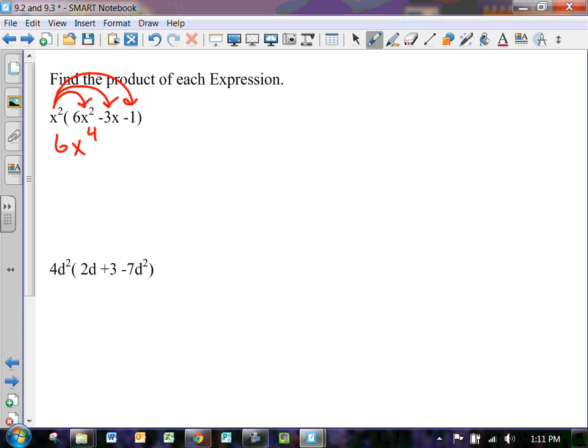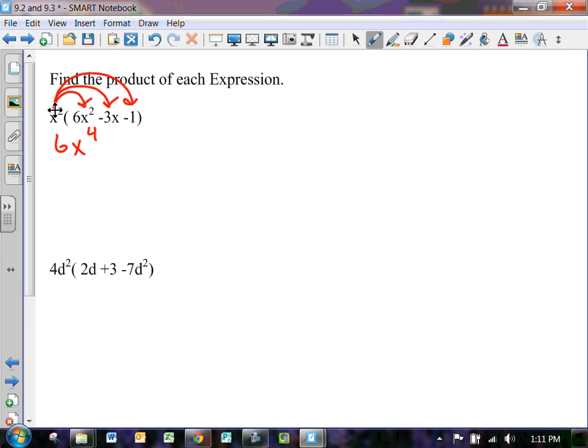Now remember, you are adding the exponents, because x squared is x times x, and you are multiplying that times 6 times x times x, which is x squared. So I've got 4 x's, 2 here, 2 there, being added together, and a 6 that goes in front of them.